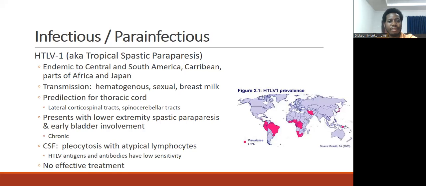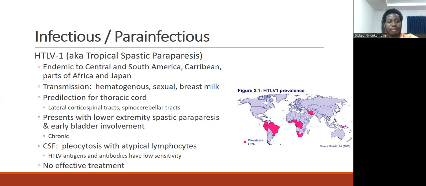So HTLV is also a common cause of spastic paraparesis, endemic to Central and South America and parts of Africa. As you can see, I think it would be reasonable to assume that we do have cases of it in Zambia, only that we do not test for it because our neighbors have it both above us and in the southern direction as well.